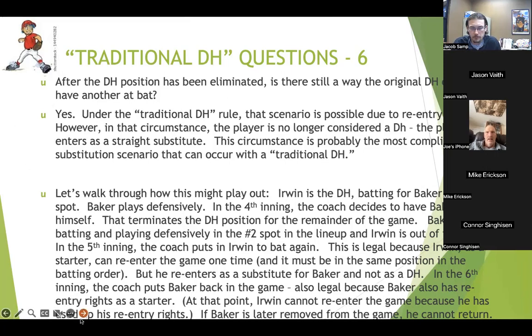Correct. Yeah. I'm not sure if it was fuzzy for anyone else, but it was pretty fuzzy for me, so I wanted to make sure we get that clarified before we move on. Yep, absolutely.